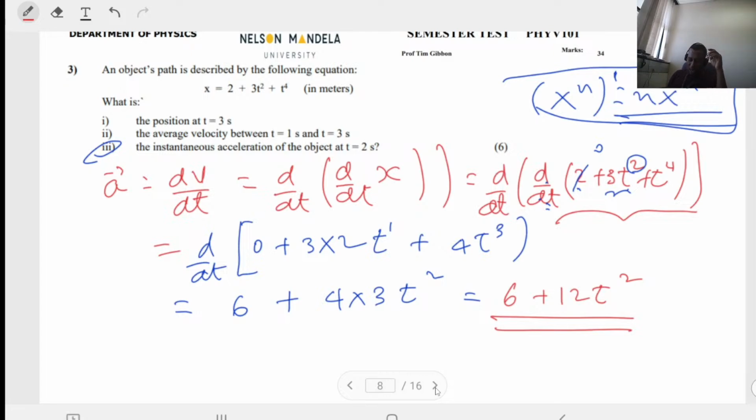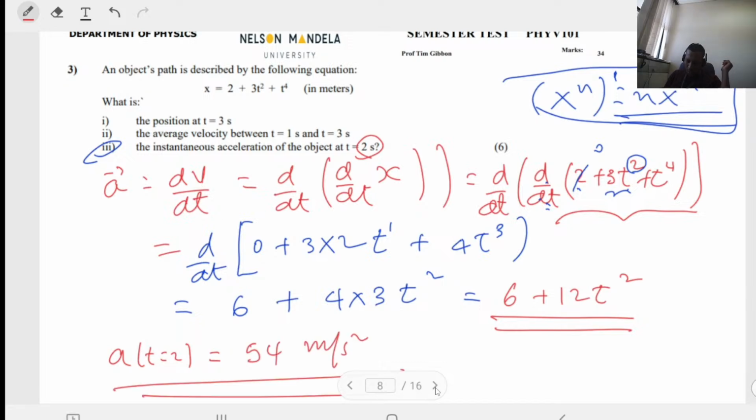Then at t equals 2, the question is what happens at t equals 2. Simply insert 2 in this equation. 2 squared is 4. 4 times 12 is 48. 48 plus 6 is 54. Therefore, acceleration at t equals 2 must be 54 meters per second squared. I say that, 6 marks for free.